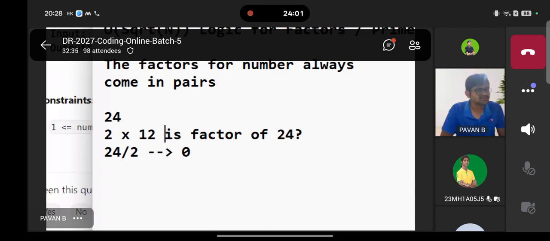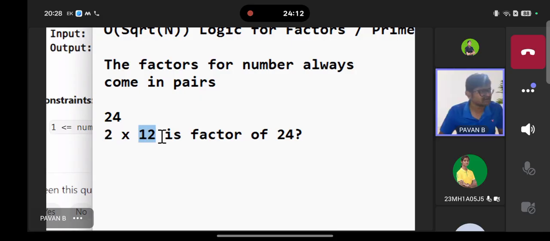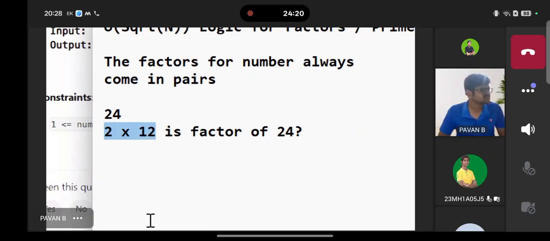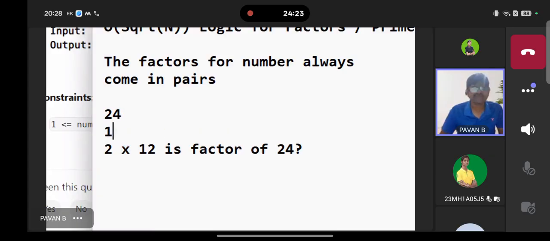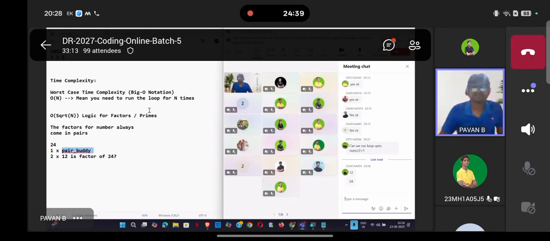2 into 12, right? This is what I mean by saying that factors always come in pairs. When you find that 2 is a factor, 2 is a factor because of 12, because 12 into 2 is 24. That's why I'm saying factors always come in pairs. For example, if 1 is a factor, can you tell me its pair buddy? In programming we generally call it a pair buddy. Pair buddy means 1 is taking the help of another number to become a factor of 24. What is the pair buddy of 1? Tell me in the chat box.